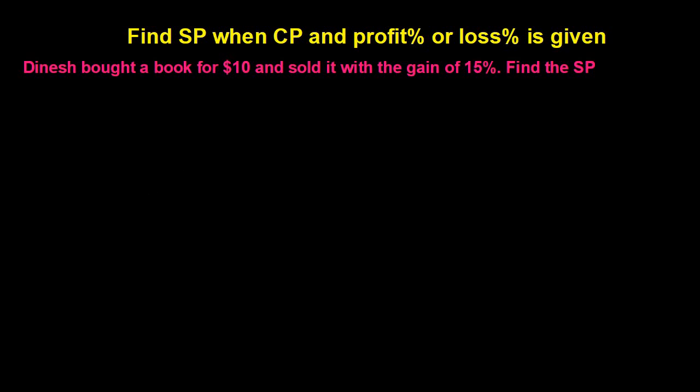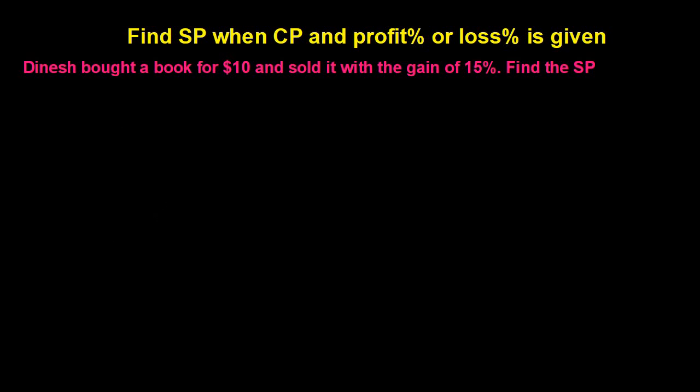The topic today is to find SP, that is selling price, when CP, that is cost price, and profit percentage or loss percentage is given. You get a lot of questions in this aspect. I have a trick to do it in an easier manner. First I will tell you how to do it with the formula, and then how to use the trick, which is again based on the same formula.